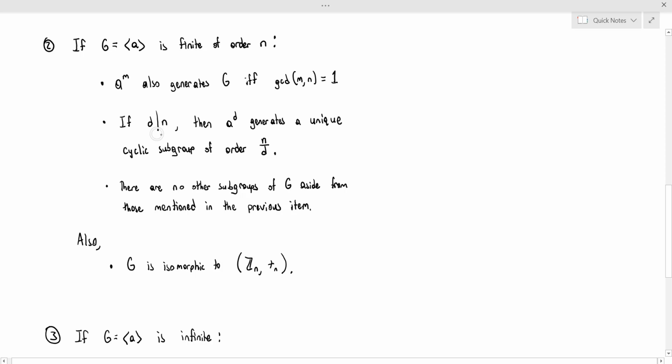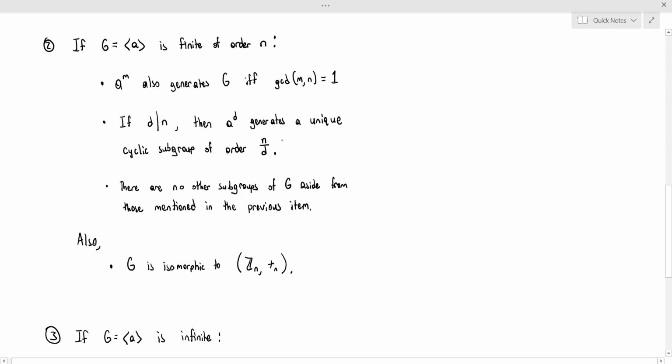If d divides n, that's what this notation stands for, then a to the d will generate a unique cyclic subgroup of order n over d. And there are no other subgroups of G aside from the ones that we've mentioned over here in the second item.